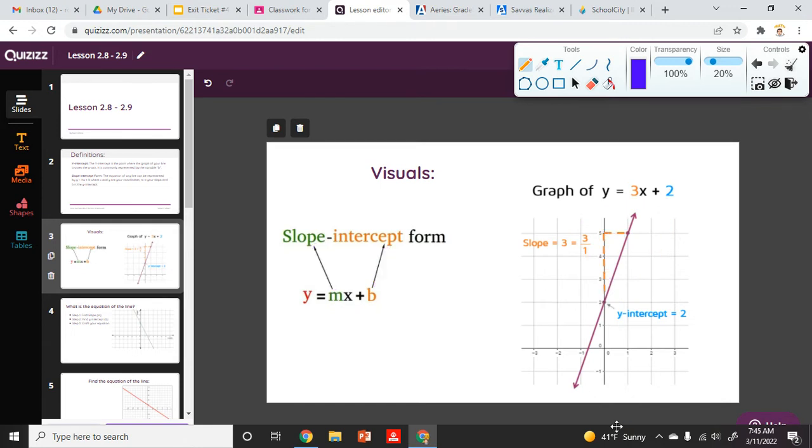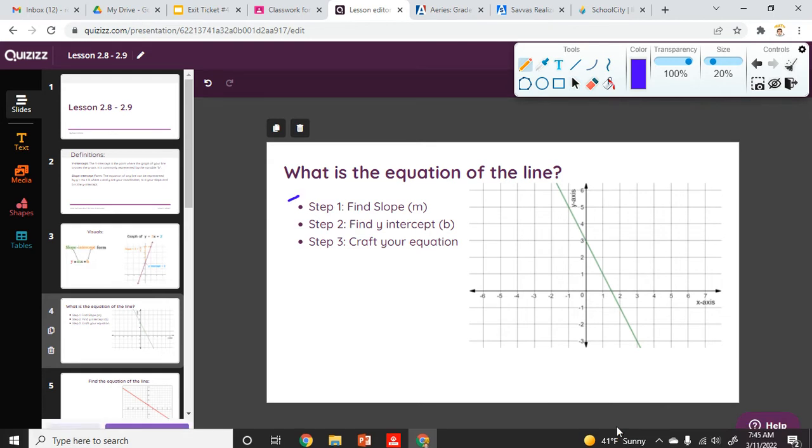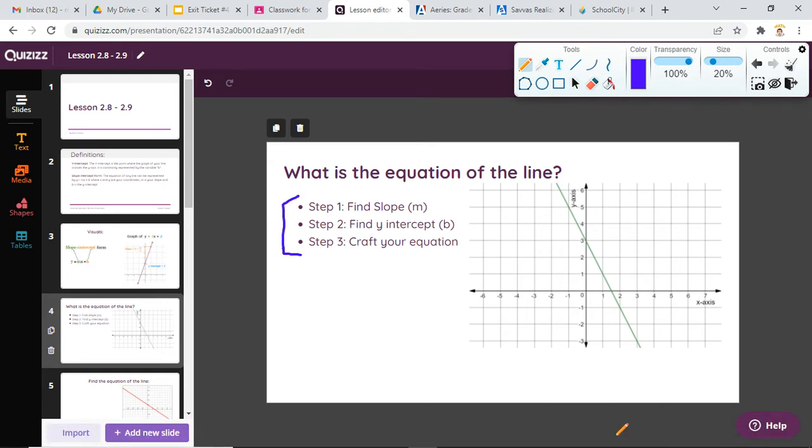All right, let's do one of these on our own here. So we want to find the equation of this line, and there's 3 steps for us to do. It's highly important you guys write these 3 steps down here. Step 1 is find the slope. Step 2 is find the y-intercept. And step 3 is craft your equation.